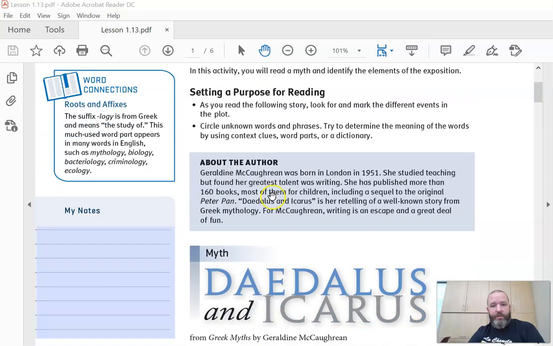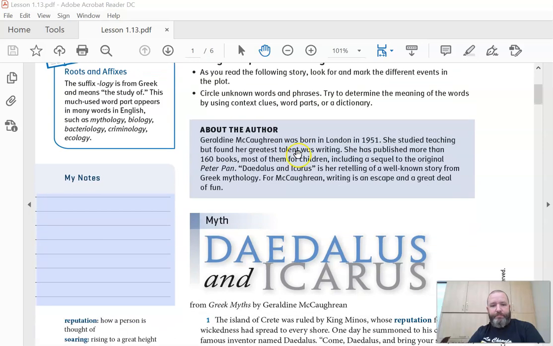Alright, so this is a story. As you read the following story, look for and mark the different events in the plot. So if you want to highlight those main events, or if you just want to, put the main events in the My Notes section. Circle unknown words and phrases so you can highlight those as well. Try to determine the meaning of the words by using context clues, word parts, or a dictionary.